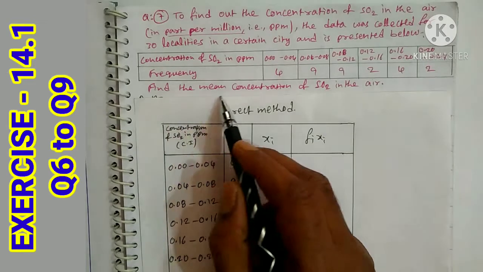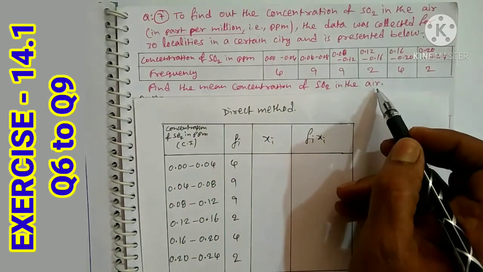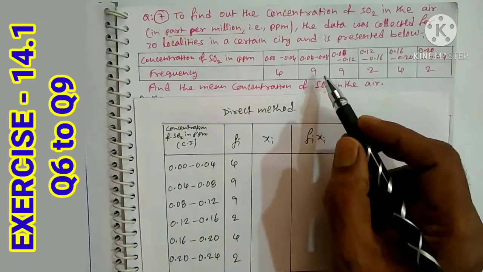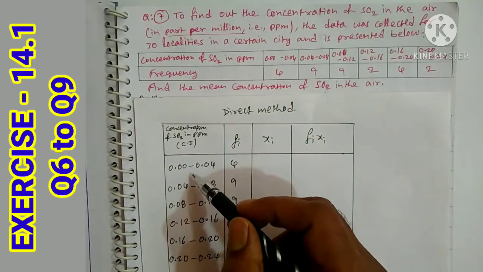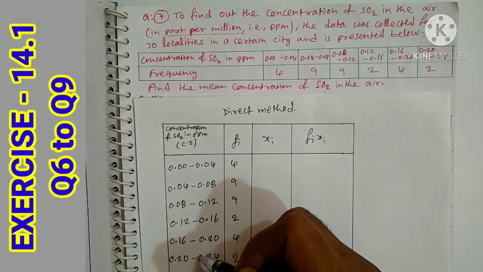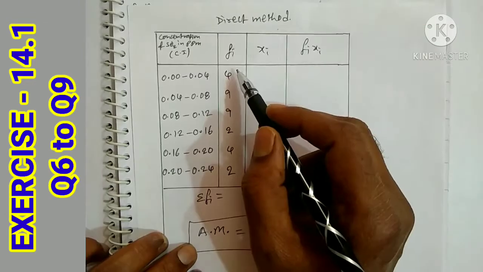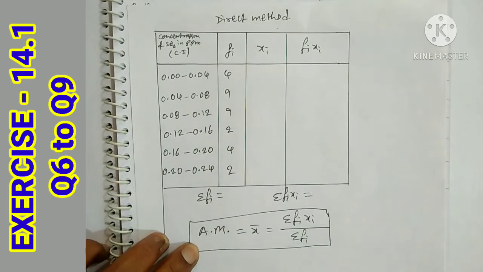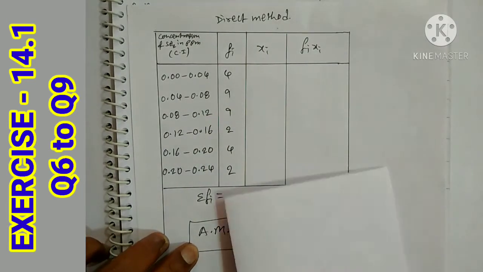Here we find the mean concentration of SO2 in the air. You can select any one method. I am selecting the direct method for this because the class intervals are very small. For the direct method, we calculate the middle value. You know how to calculate the middle value.